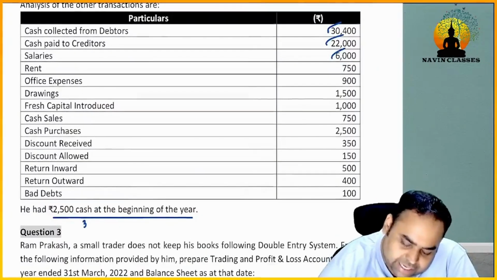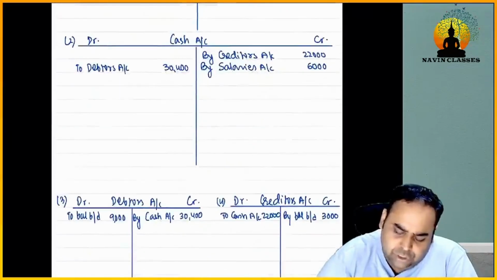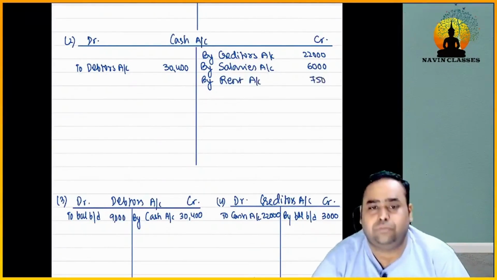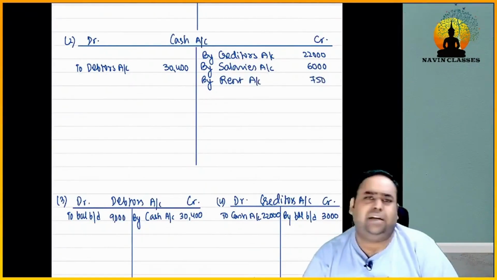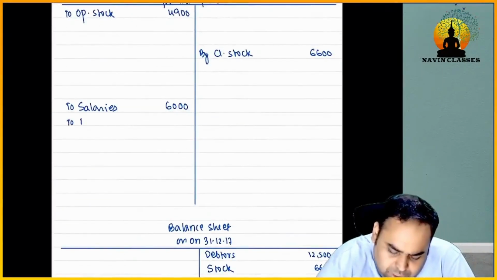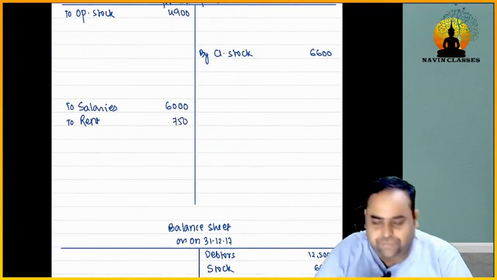Next question. Rent is 750. There is no outstanding amount given separately. So first, rupees 750 was paid from the cash account for the rent. Rent is also an expense. If it's an expense, then where should it go? In PL, write to rent, 750.